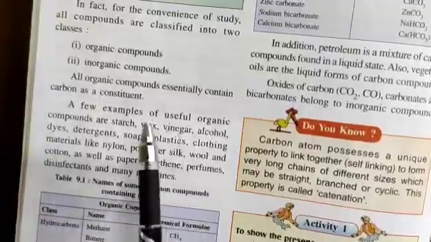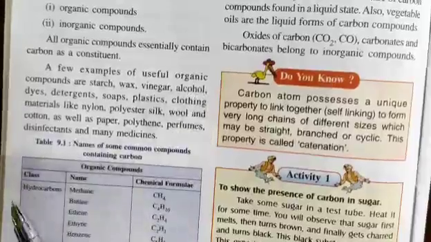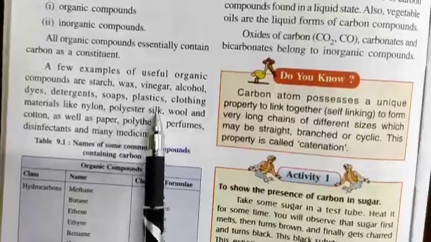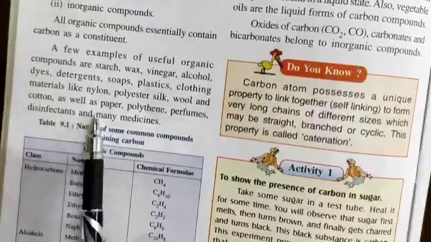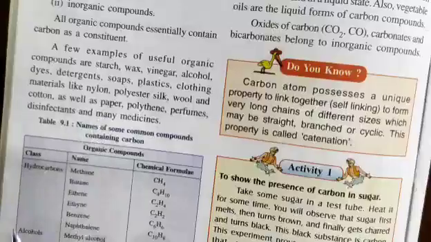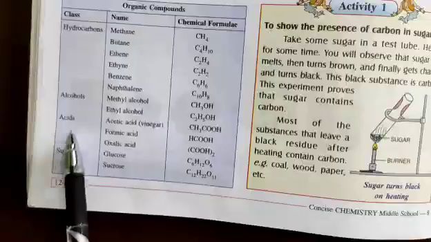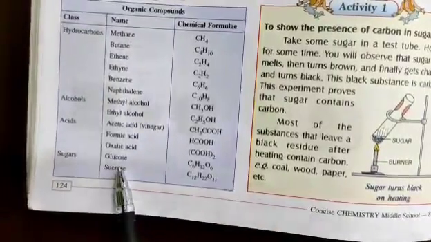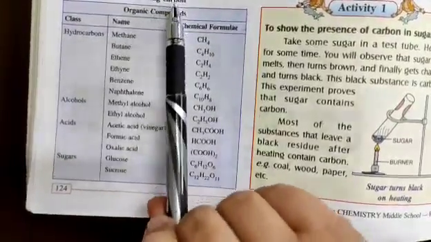Organic compounds contain carbon as a constituent. A few examples of useful organic compounds are starch, wax, vinegar, alcohol, dyes, detergent, soap, plastic, clothing material like nylon, polyester, silk, wool, cotton, as well as paper, polythene, perfume, disinfectant and many medicines. These are the names of some compounds which contain carbon. These are the hydrocarbons, alcohols, acids and sugars. All these contain carbon. So you have such a large number of organic compounds which contain carbon.